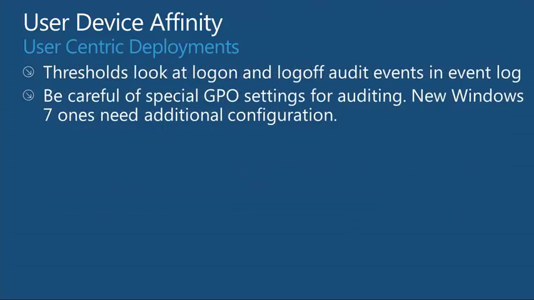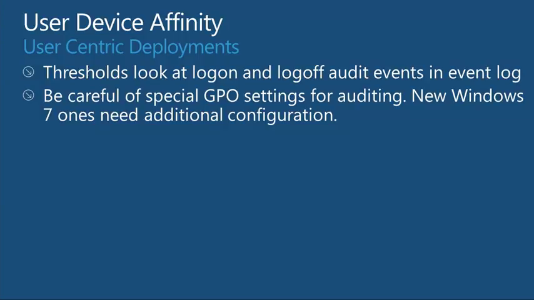Okay, and this is a little problem that we had. Obviously, user device affinity and the thresholds work on the log on and log off audit events in the event log. So when you log on, it creates an event. When you log off, it creates an event. Two things about that: if you haven't set up these event logs, you're not going to get the user device affinity thresholds reached.